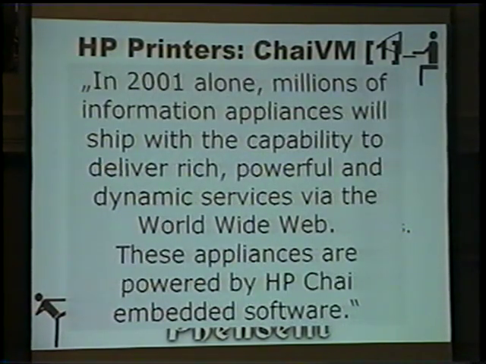Now, here's the scary part. This is from the HP website. It's actually from summer last year. The important part is the last three lines saying these appliances are powered by HP Shy embedded software. It does not mention printers. The thing is, HP Shy is sold all over the place for TV set-top boxes, pay TV boxes, even big storage area network systems. Now, we will see in a minute that the security of ShyVM is kind of questionable.